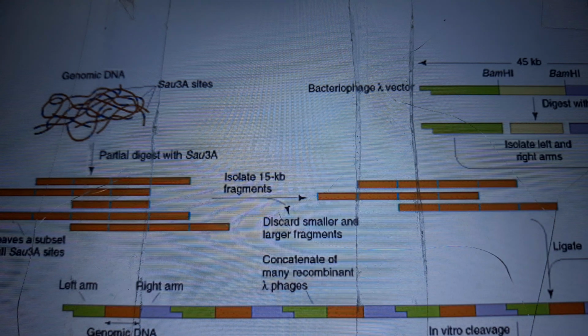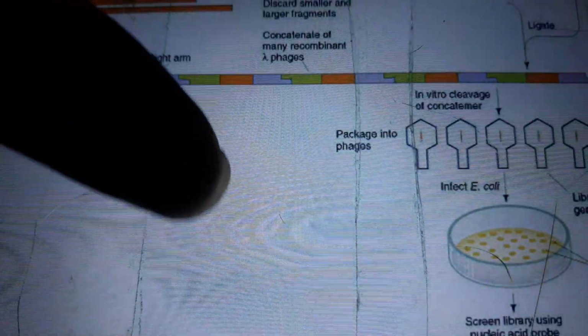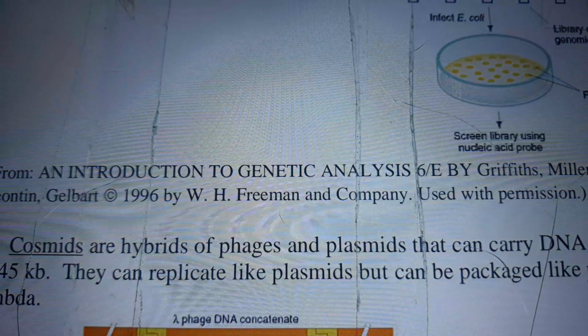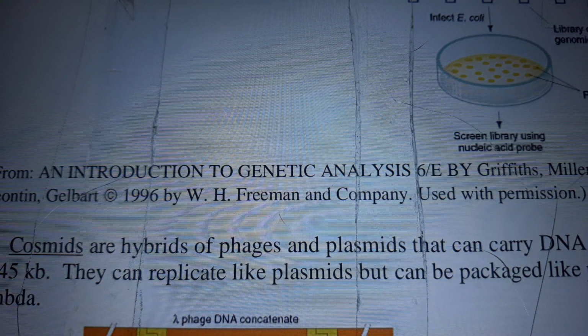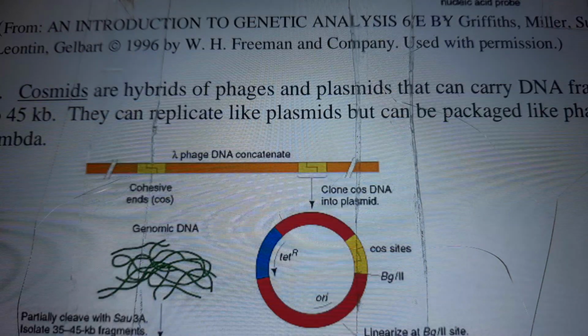The genomic DNA goes on to Sau3A sites, so partial digest with Sau3A. A cleave gives a subset, and there you have 45 kilobases of BamHI, and that goes to the bacteriophage lambda vector. And finally, after cleavage, in vitro packaging of concatemers into phages, we have plaques that screen the library using a nucleic acid probe. And this is an explanation of the procedure from Introduction to Genetic Analysis. Credits to all of the authors.